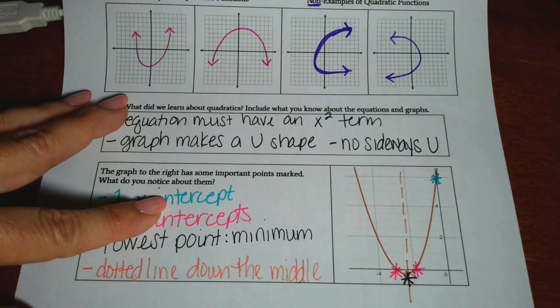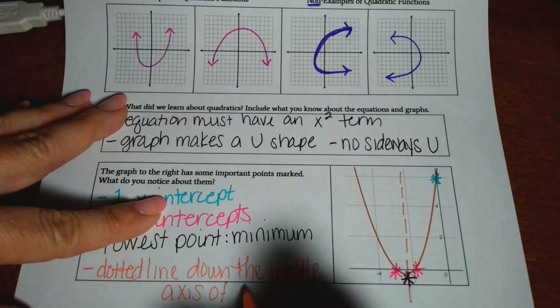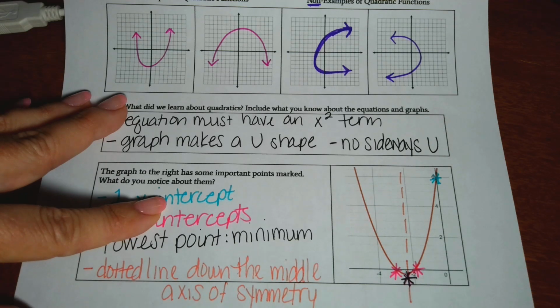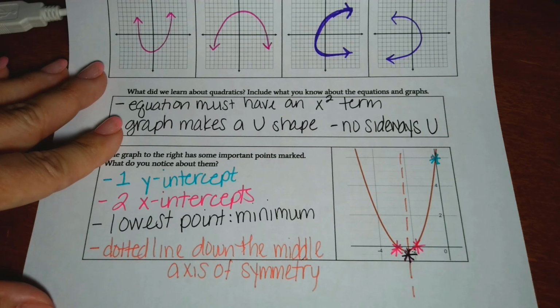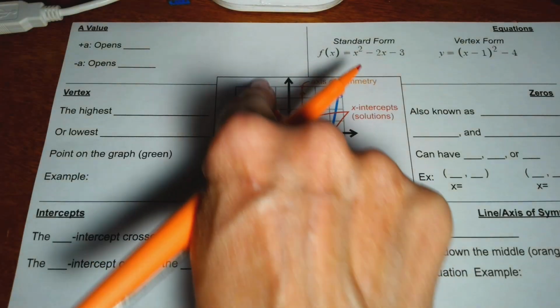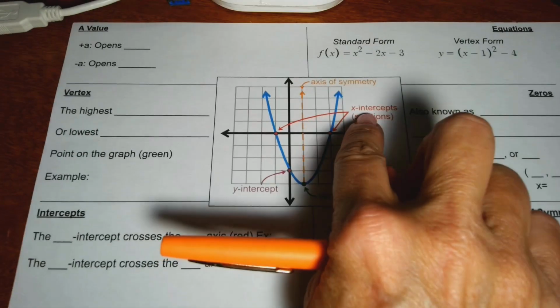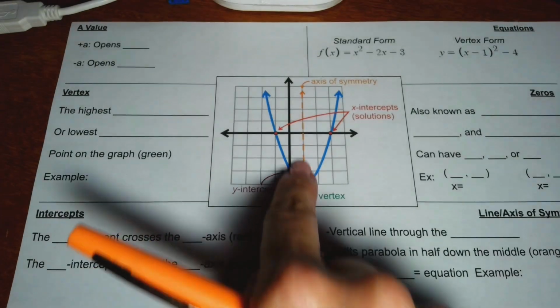All right, that dotted line is actually called an axis of symmetry. We'll talk more about that on the back side. Okay, an axis of symmetry. So if you will go ahead and flip over to the back, you'll see we have this diagram in the middle where we have the quadratic function graph. That's a nice parabola. And they have the x-intercepts marked, the y-intercept, the vertex, and the imaginary axis of symmetry.